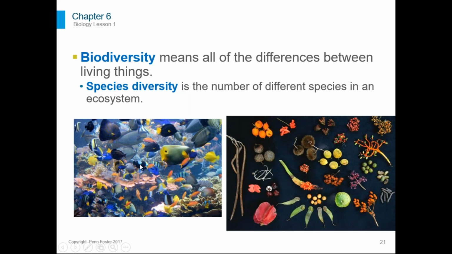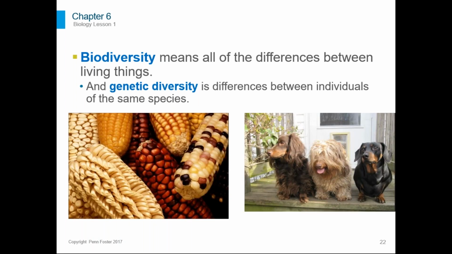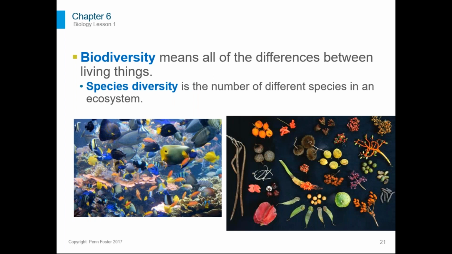For example, these fish living on a reef. You can see there's lots of different species there. These fruits that all came from the same forest, so that's representing a small number of the plants in the forest. There's much more than that also.